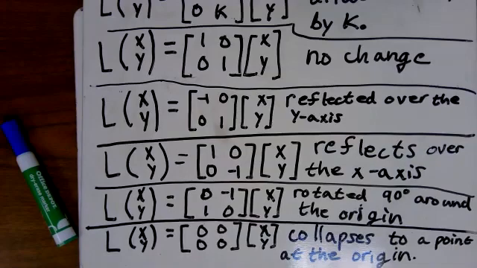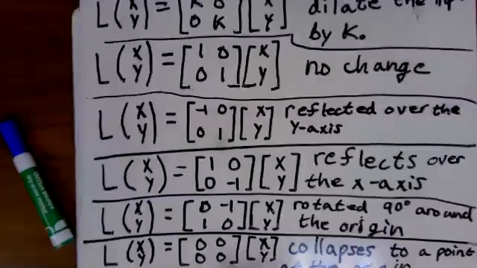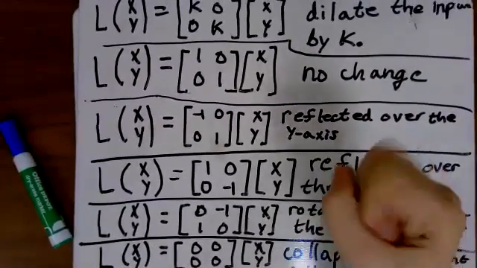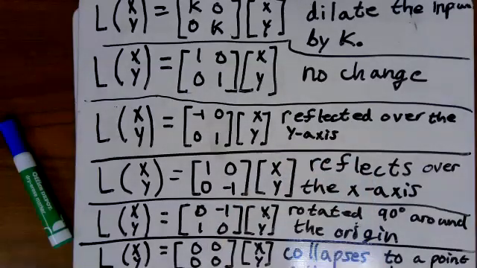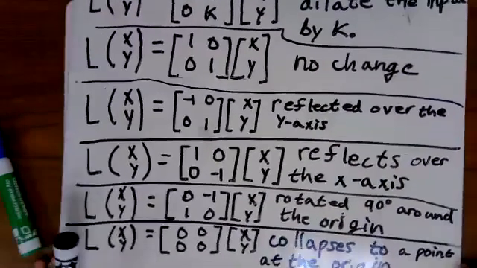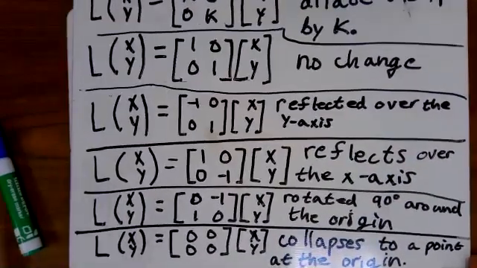And this kind of degenerate transformation might seem kind of useless, but it's actually pretty important in astronomy. If you know anything about astronomy, then you would know that collapsing an object down to a point sounds an awful lot like a black hole. Those kinds of degenerate transformations are important in stellar remnants in astronomy. All right.